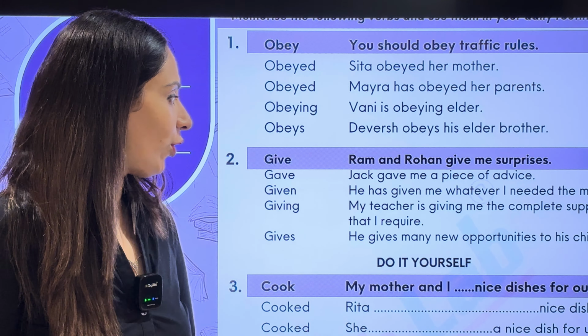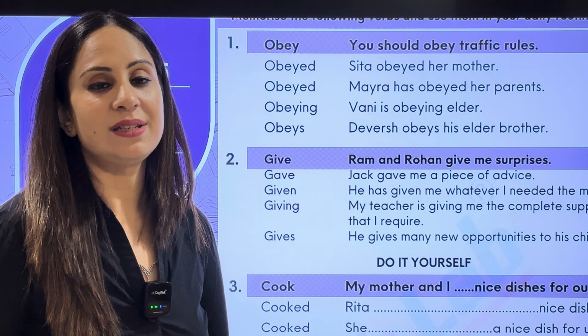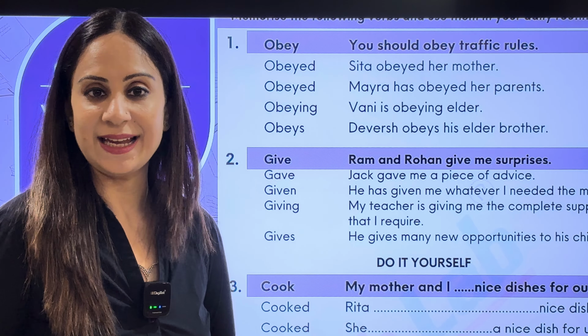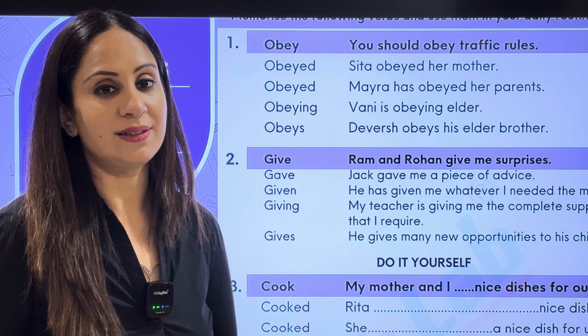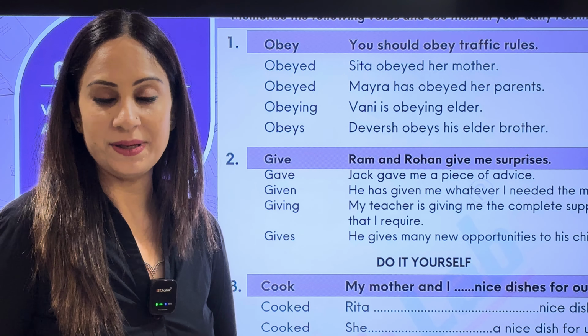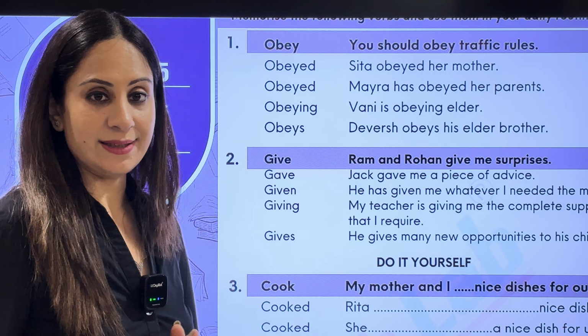The next verb we are going to do is give, and let's see what are the different verb forms. Give is the first form, gave the second form, given is the third form, giving is the fourth form, and the fifth form is gives. Let's see its usage now. And let's read the sentences.